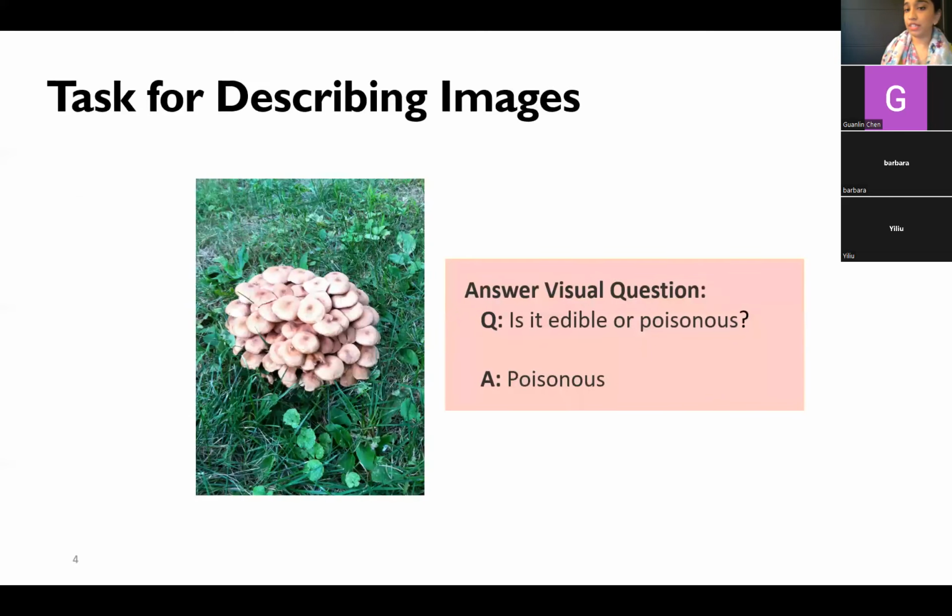The first task is, like I said, the visual question answering task, in which, given an image and a question associated with that image, the task is to predict the answer. So in this case, given this image, the question would be, is it edible or poisonous? And the answer would be poisonous. And while this may seem trivial to answer for many of us, it is not typically easy to answer for those who are visually challenged.